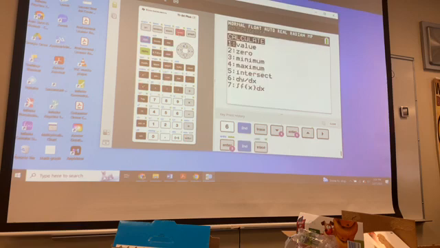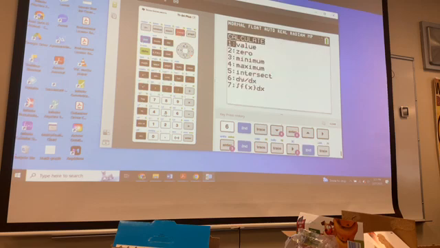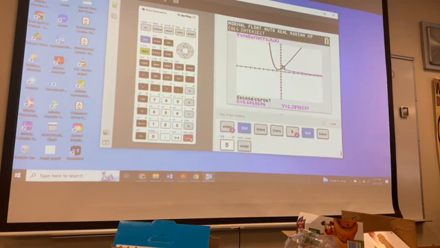What the heck is going on? How did you put that in? Alright, let me try it again. Calculate, intersect, first curve, second curve, guess. 0.433. That's it.